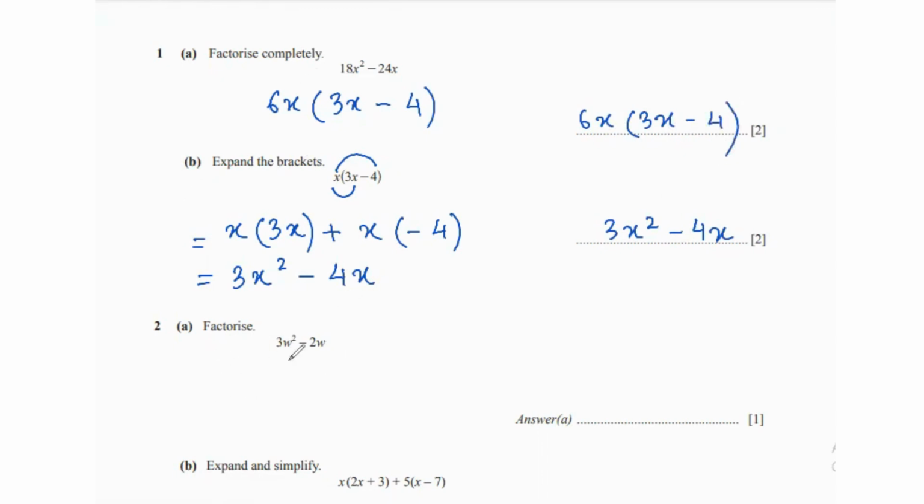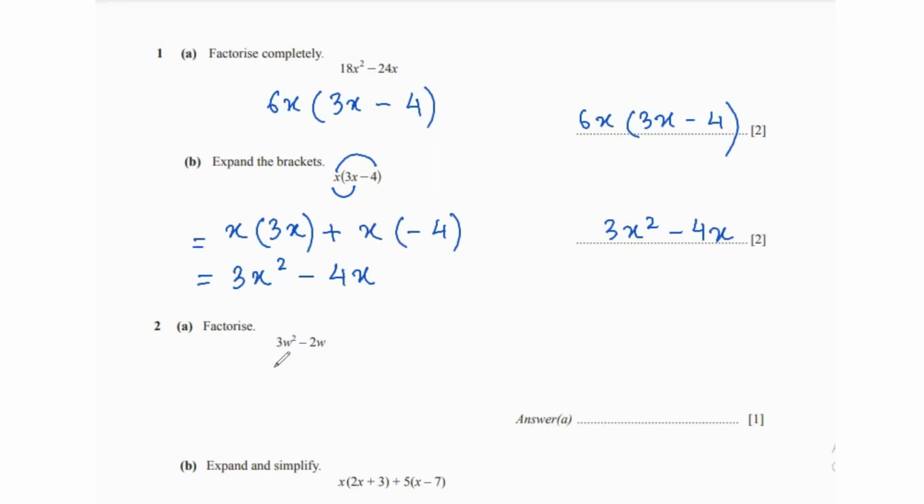If you look at question number 2, it says factorize 3w squared minus 2w. So I would like you to pause for a minute and look at the equation. Do we find anything common in these two terms? If yes, I would suggest you highlight the terms that you find common. Once we have identified the common terms, we basically try to take those terms common and break down the equation.